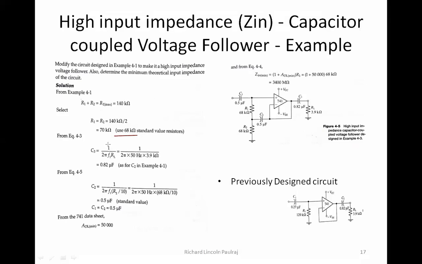So C3 is equal to 1 by 2 pi f into R. 2 pi f, it's operating at frequency 50, and the load resistance we are going to take from here. We already have the value here, which is about 3.9. Can someone help me calculate? Are we getting about 0.82 microfarad? Are we getting this value? Please check.